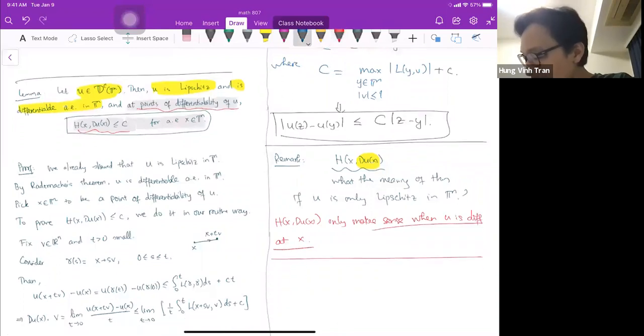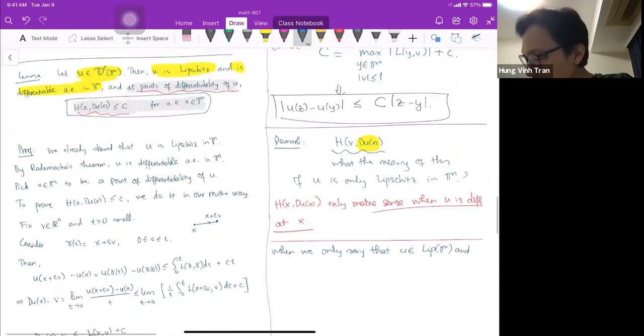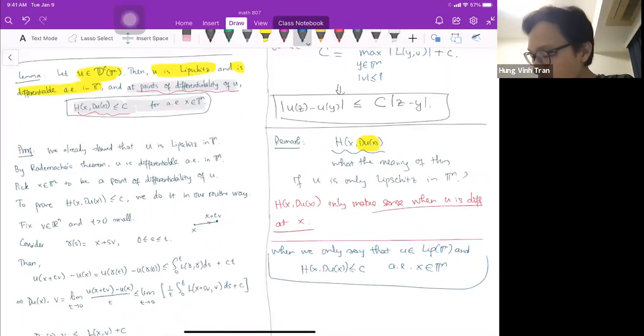But also when we only say that u is Lipschitz in the torus and h of x du of x is less than or equal to c almost everywhere x in the torus, the two statements look the same, but this one is stronger than that one. So this is stronger and this is weaker.